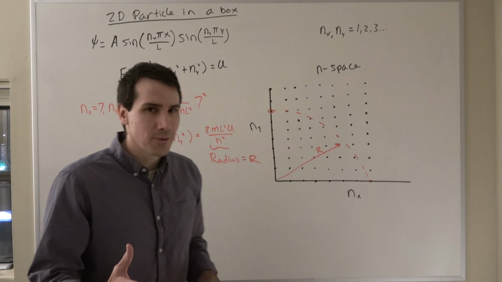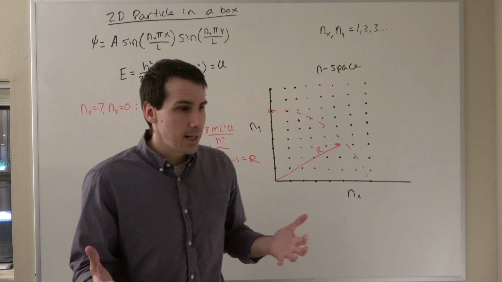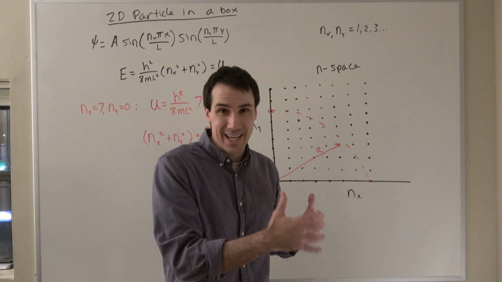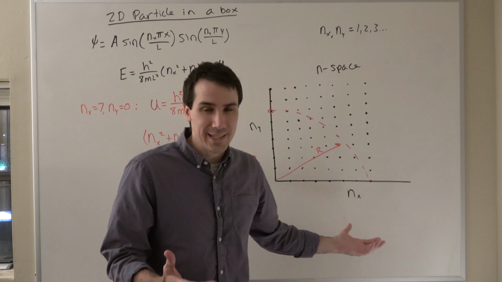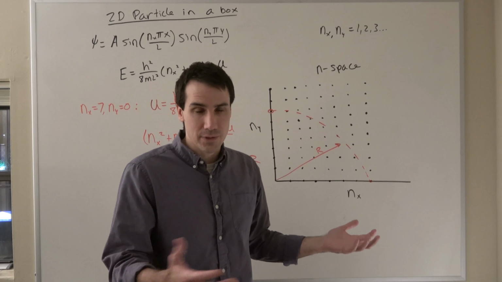Now, this is the part where the explanation doesn't make a ton of sense if I choose 7, because there are no points that actually fall directly along that line for n equals 7, or nx squared plus ny squared equals 7.